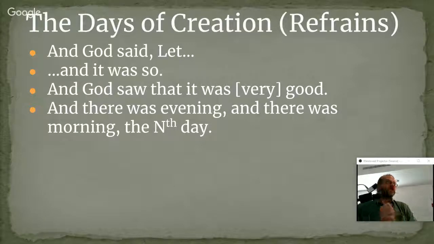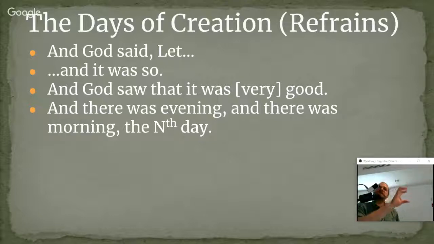We actually believe this text was used liturgically, meaning it was read at certain festivals, read at certain times, and part of their temple worship. So the refrains make sense in that sense. And these are the refrains that divide up the days. God said, let ... and it was so. God saw that it was good or very good, depending on the day you're reading. And there was evening and there was morning, the nth day.